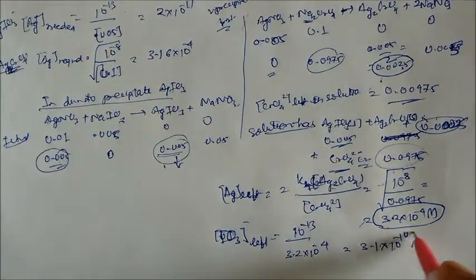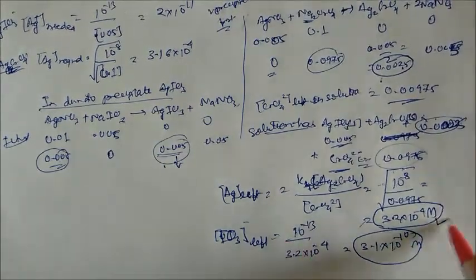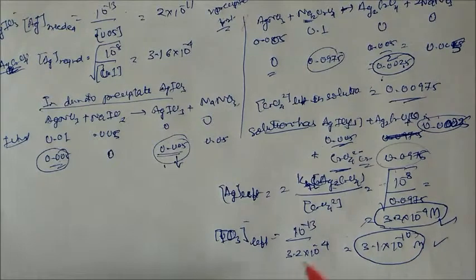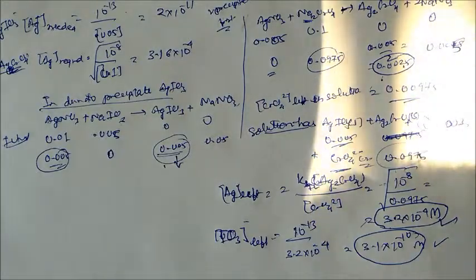So iodide left in the solution is this much, and silver left in the solution is this much. If you multiply them, we will get the value of the Ksp of silver iodide. So this is basically our answer.